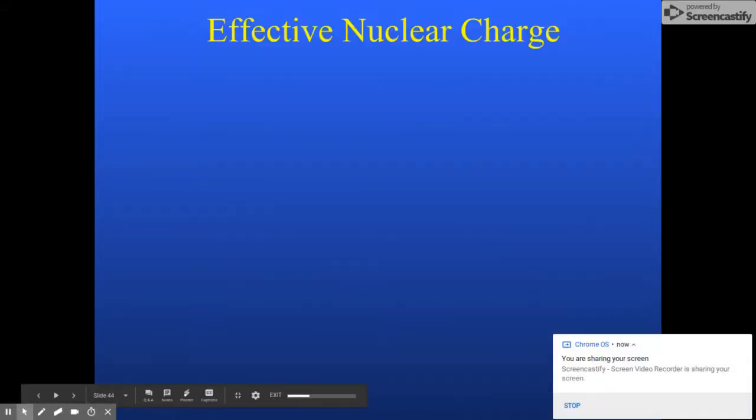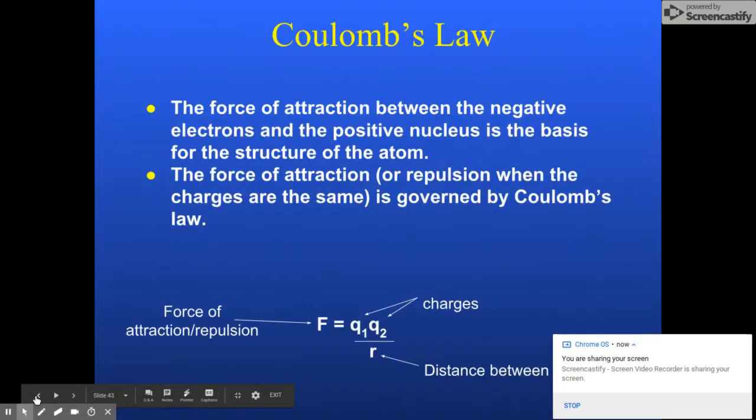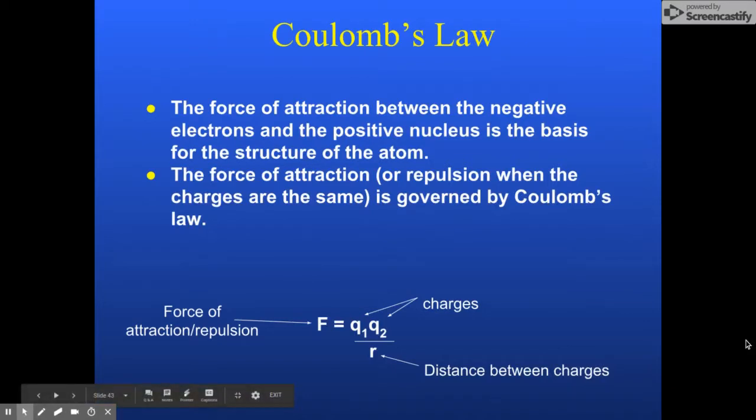Okay, this screencast is on periodic trends for AP chemistry. So we're going to start by talking about this idea of an effective nuclear charge. But first, I want to remind everyone about Coulomb's law.